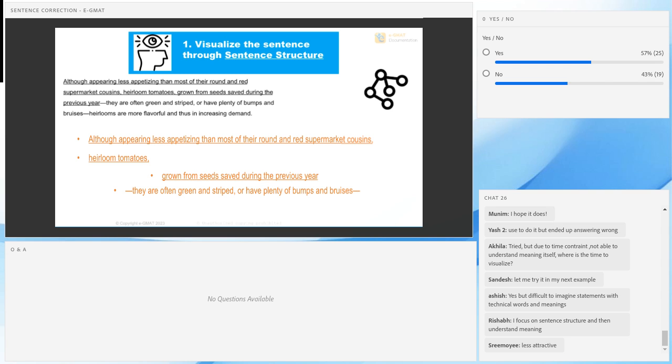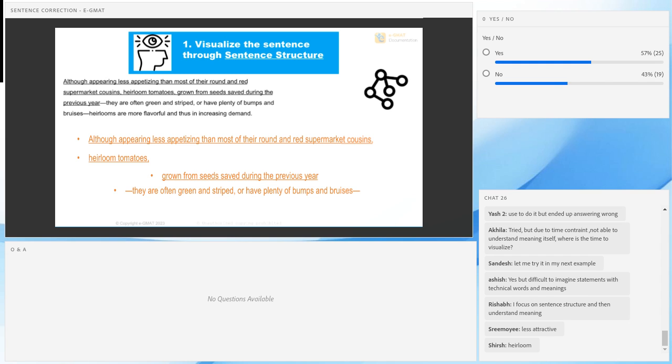Now when you come here, what is "they are often green and striped" talking about? Or have plenty of bumps and bruises. When you read this, who or what are green and striped, or have plenty of bumps and bruises? The heirloom tomatoes, right? You already know that heirloom tomatoes don't look that yummy, right? So this is the description of the heirloom tomatoes. Okay, good.